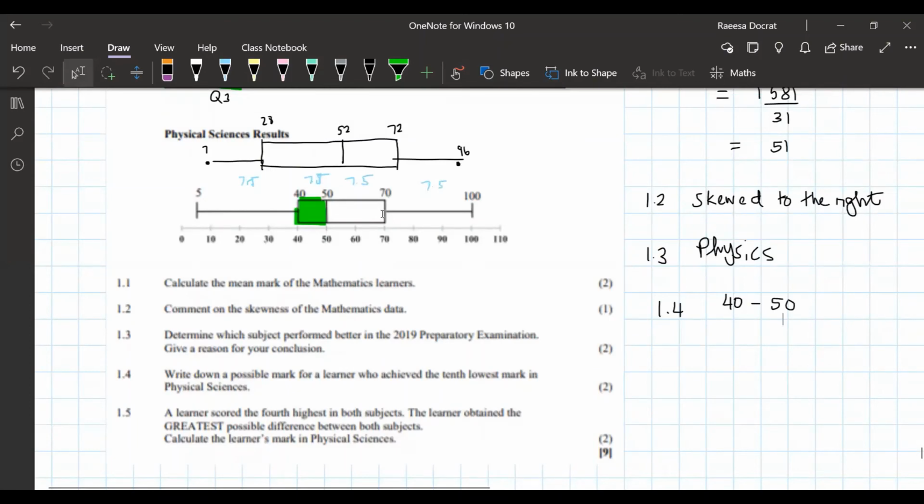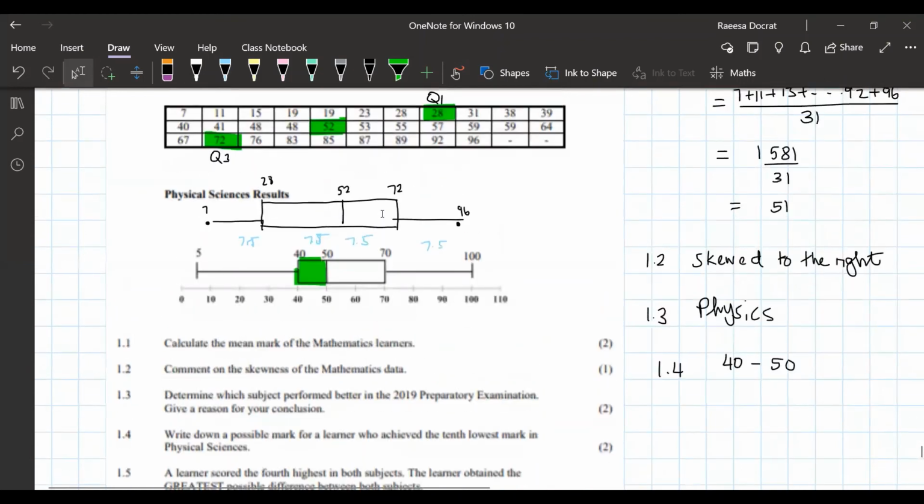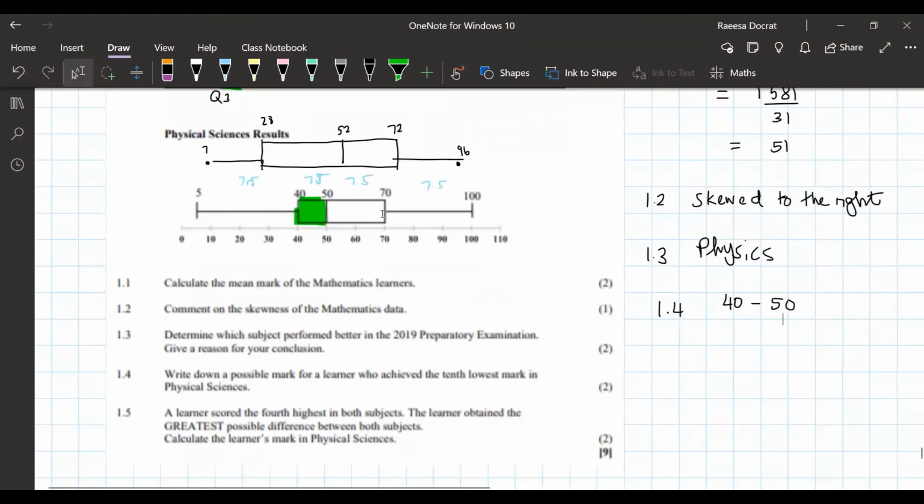Then the second question: a learner scored the 4th highest in both subjects. The learner obtained the greatest possible difference between both subjects. Calculate the learner's mark in physical science. So first of all, they scored the 4th highest in both subjects. So that means the 4th highest will be in the last quarter.